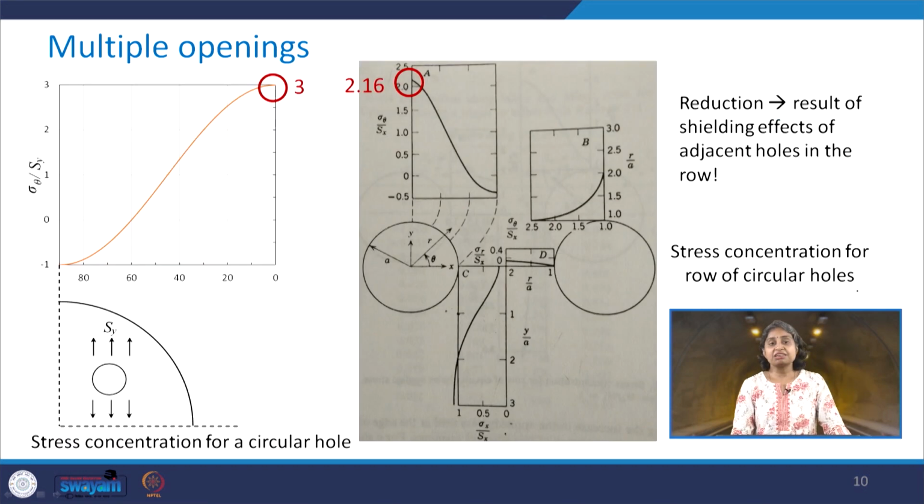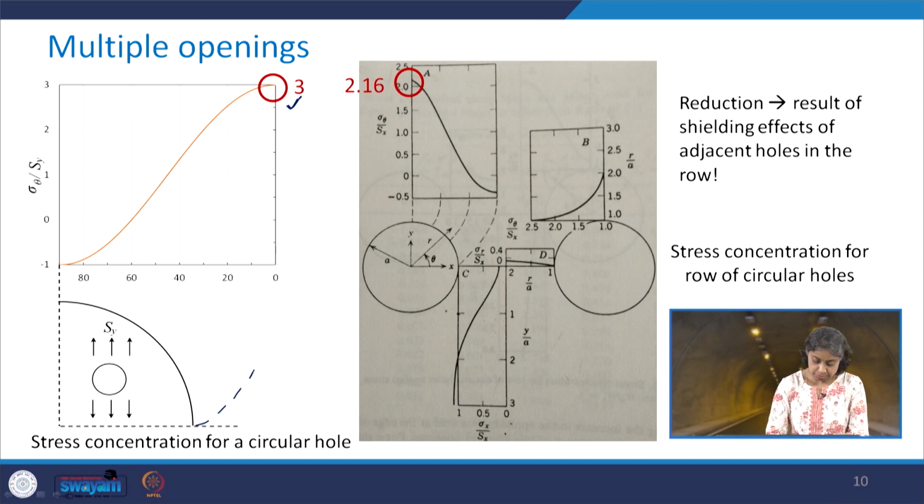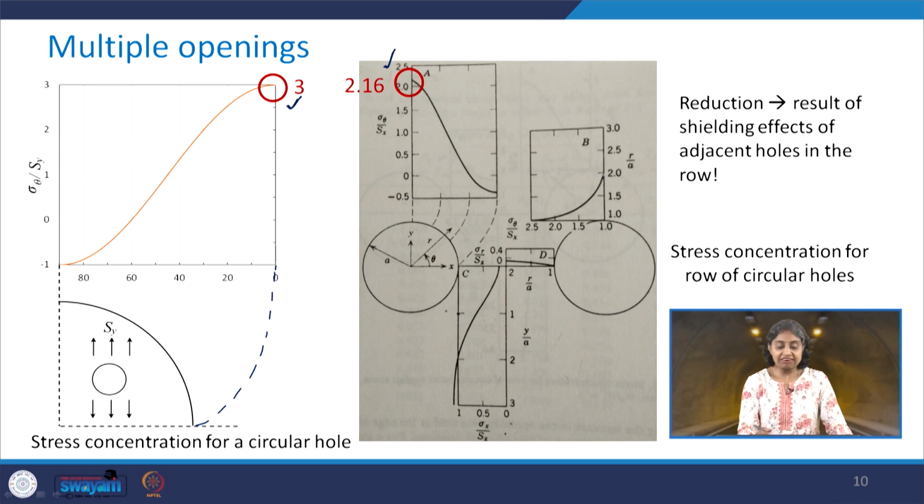So in this case, if again I compare it with the case of a single circular hole, in the single case it was 3 at the boundary at theta equal to 0 degree. However, in this case it is 2.16.